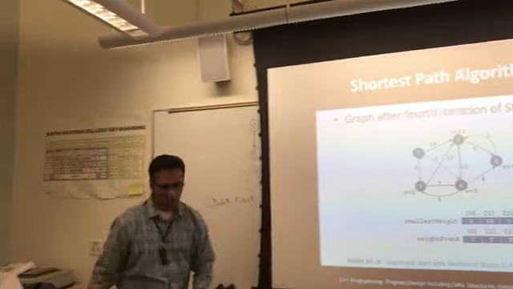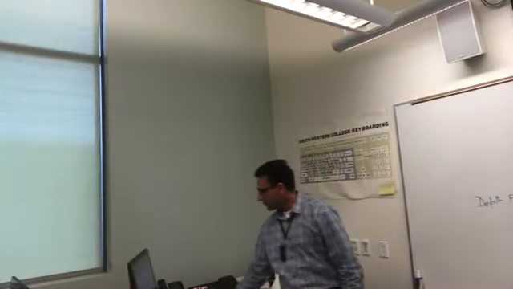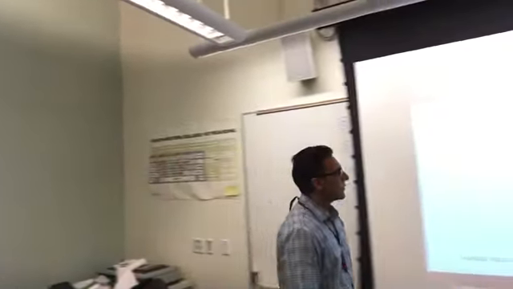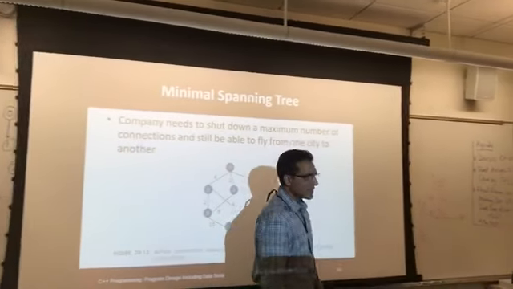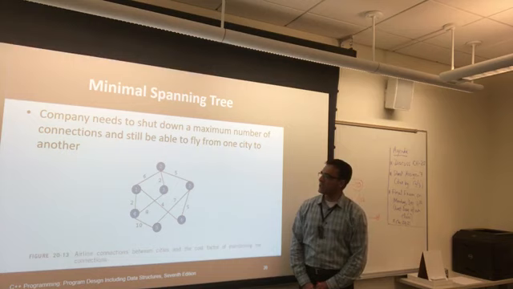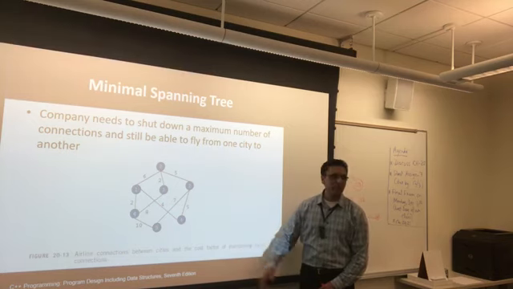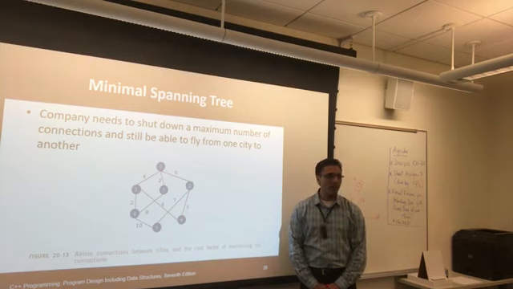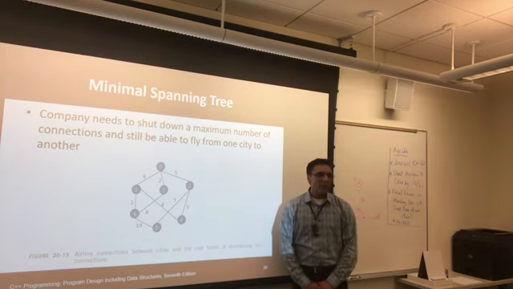Okay, so I indicated that one. Company needs to shut down a maximum number of connections and still be able to fly from one city to another city. Okay, so that's another problem. This problem can be solved by graph theory. Now, what do you think?